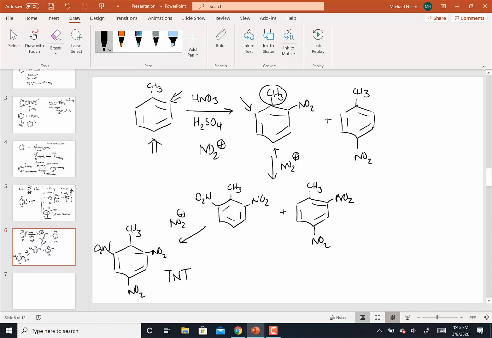So, activating and deactivating in this case take on a little bit of a role. All right, so these groups that are already on the ring direct. They're going to direct to a particular position.